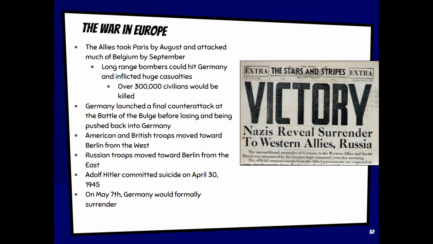Germany does launch a final counterattack at the Battle of the Bulge before losing and being pushed back to the point where they are completely surrounded by American, British, and Russian troops. Adolf Hitler commits suicide in 1945, and on May 7th, they finally surrender, leading us to what's called VE Day, or Victory in Europe Day.